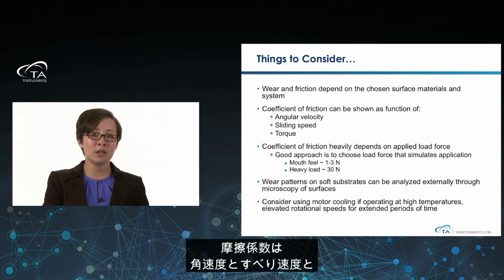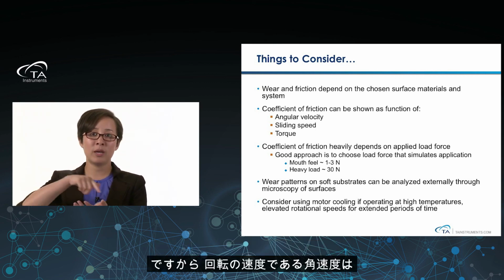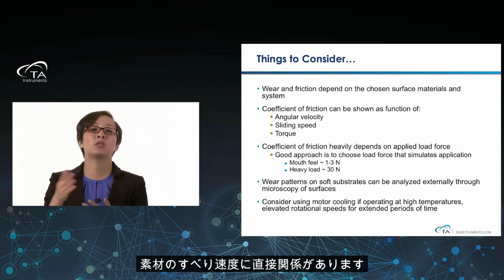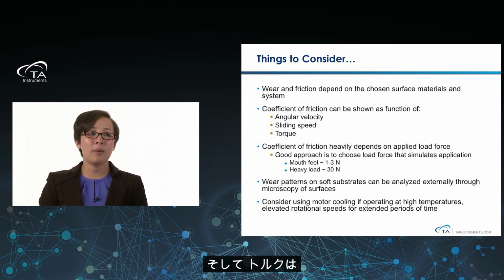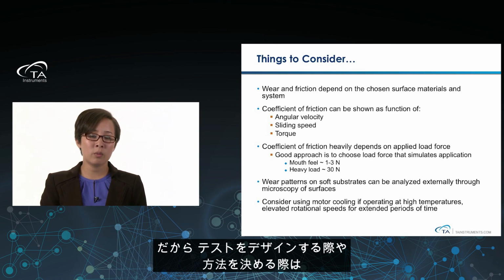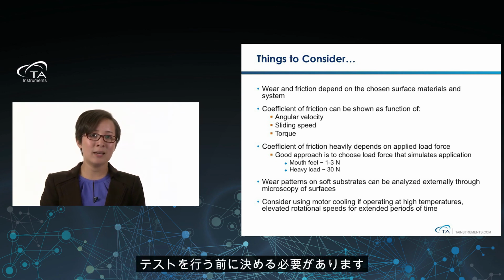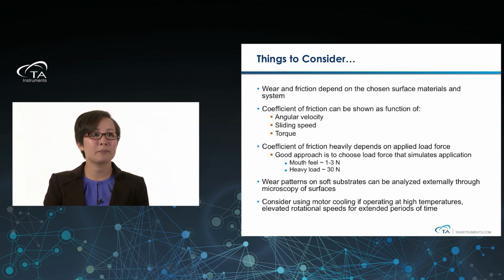So we can look at the coefficient of friction as a function of the angular velocity, the sliding speed, and what kind of torque we are applying. Angular velocity would be how fast we are rotating, which will directly relate to the sliding speed of your materials. And then the torque, how much torque is applied when we're rotating these surfaces past one another. So when we're designing a test and trying to figure out what to do, these are all the things that we need to keep in mind and decide ahead of time.